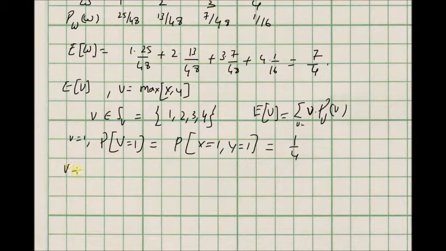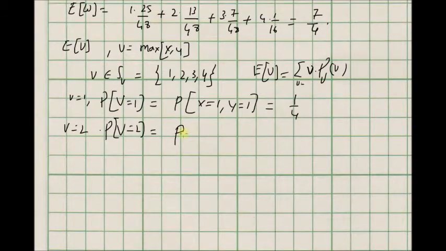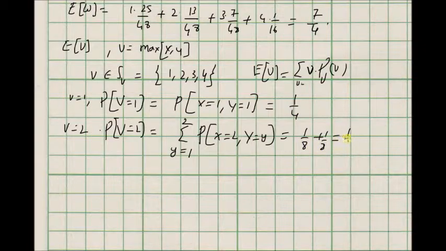Next, for v equal to 2, the probability of v equal to 2 is equal to, we will get the value v equal to 2 for x equal to 2 and y equal to 2, and also for x equal to 2 and y equal to 1. So here the summation is across the values of y. So this is equal to, for y equal to 1 to 2, probability of x equal to 2 comma y equal to y, which is equal to 1 by 8 plus 1 by 8, which is 1 by 4.